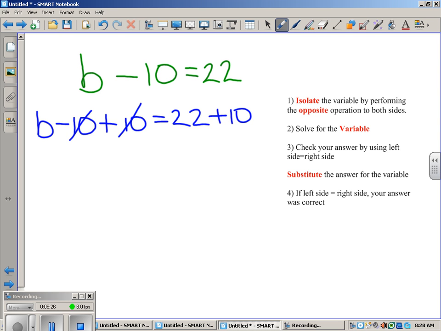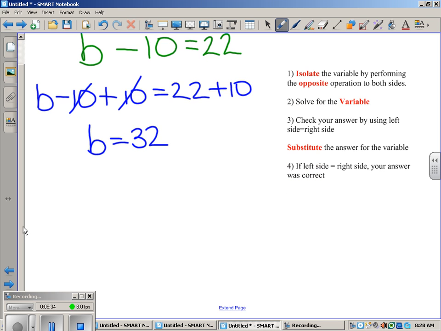Cross those out because they are now gone. The only thing left on the left-hand side is a b. 22 plus 10 is 32. It looks beautiful, it's nice and neat, but we're not done because we have to check.